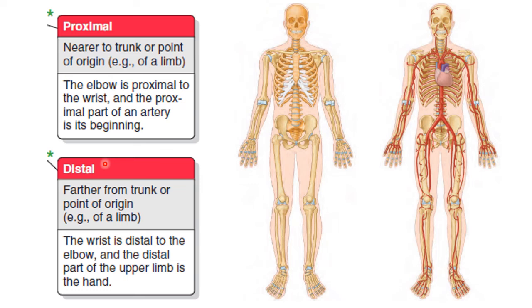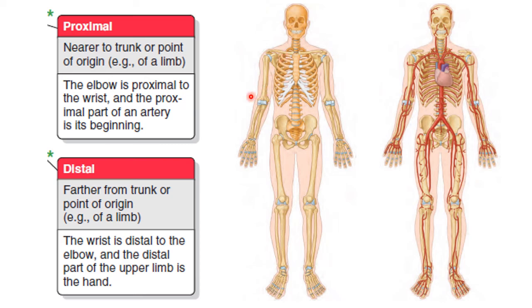Proximal structures are described as nearer to the trunk or point of origin. So any structure which is closer to the trunk is known as proximal, and if it is lying away from the trunk, it is known as distal.